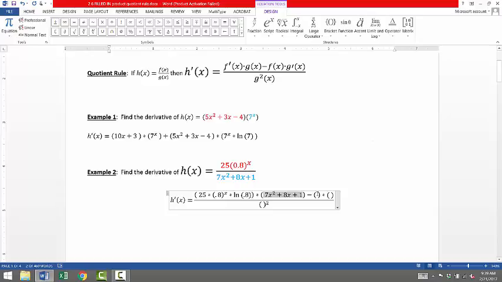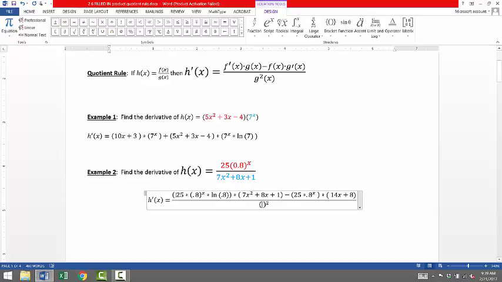Minus, I have to multiply f times g prime over here. So f is the original f, the original 25 times 0.8 to the x. Now I have to multiply that times the derivative of the denominator, so g prime. That is the derivative of this function in the denominator down here, the derivative of the blue function, so that's 14x plus 8.